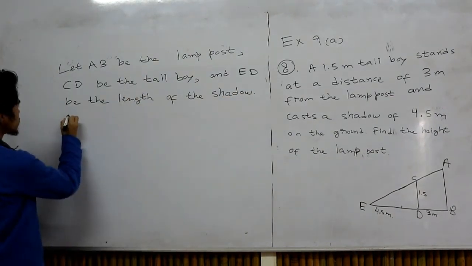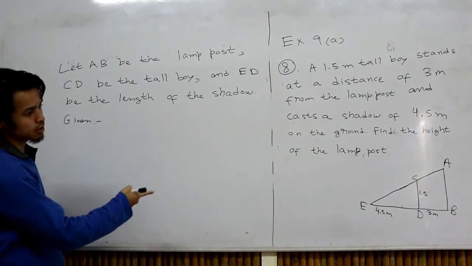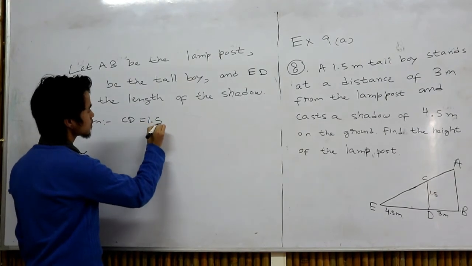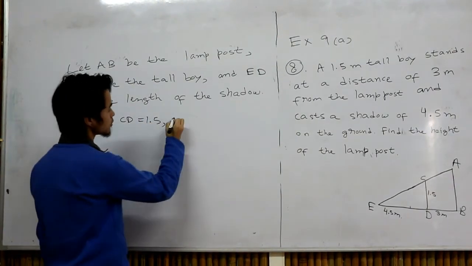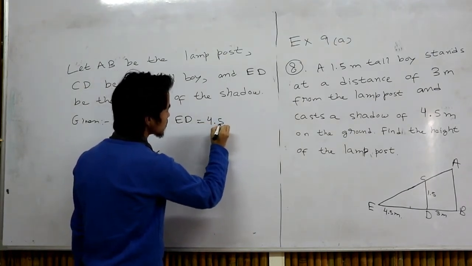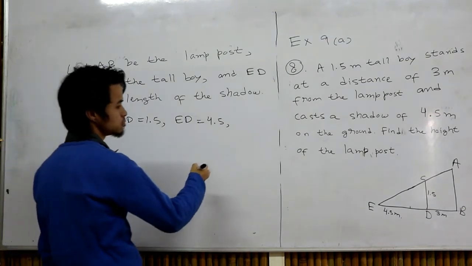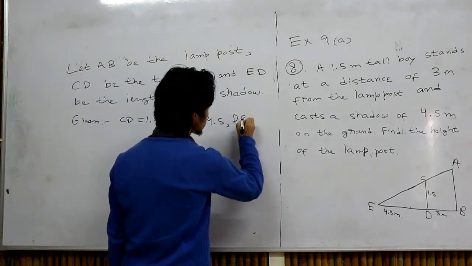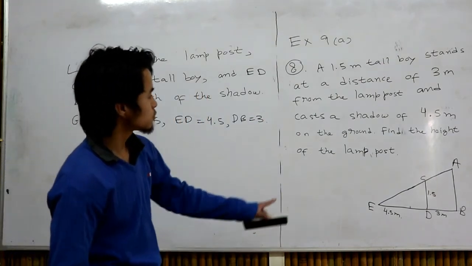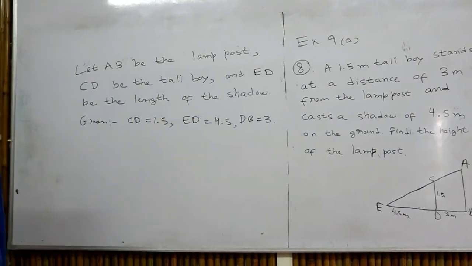So according to the question we have, AB is not given, we have CD to be 1.5, which is the height of the boy, and then we have ED, the length of the shadow, to be 4.5 meter, and we have the distance of the boy from the foot of the lamp post to be 3 meters, so we'll have DB is equal to 3. Now we'll have to find the height of this lamp post. Alright, so now we'll use trigonometric ratios again.